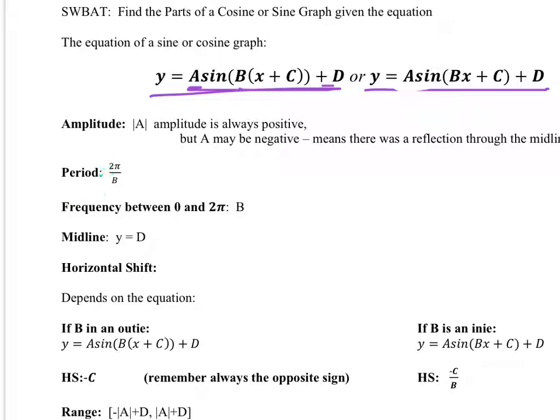The period is 2 pi over your B. That's why I picked B when we did the stuff yesterday. Frequency between 0 and 2 pi means how many cycles occurred between 0 and 2 pi. Well, that's B. Your midline is D, or y equals D. That's also known as the vertical shift. Okay, horizontal shift.